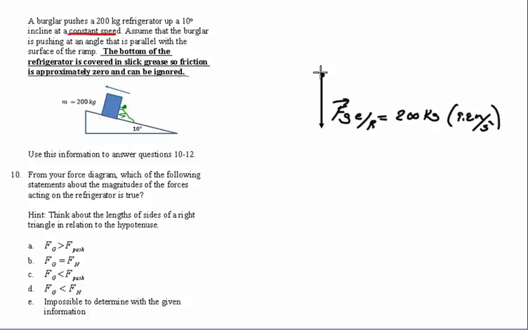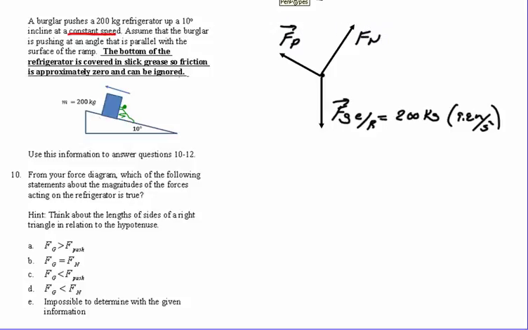We'll have our normal force coming back up, and we have a pushing force here. Now, if he's pushing this, there has to be friction, or let's make sure. Okay, there's no friction. So we know that the component going down is going to be balanced with the pushing force. So we'll label this the pushing force, and this would be our normal force.